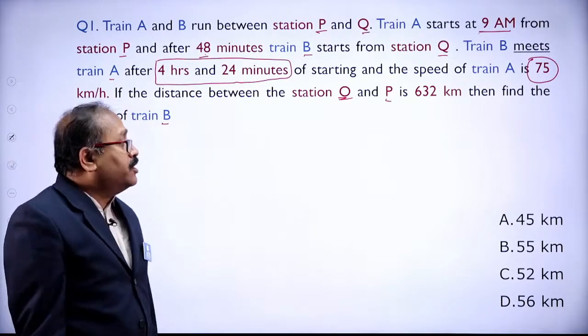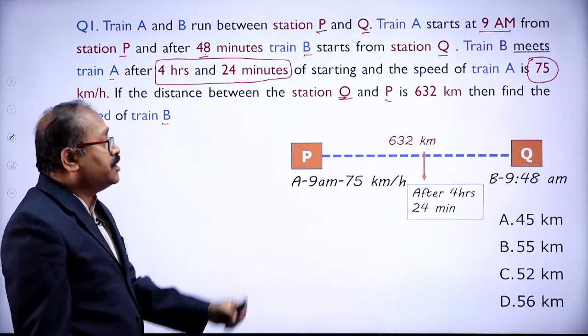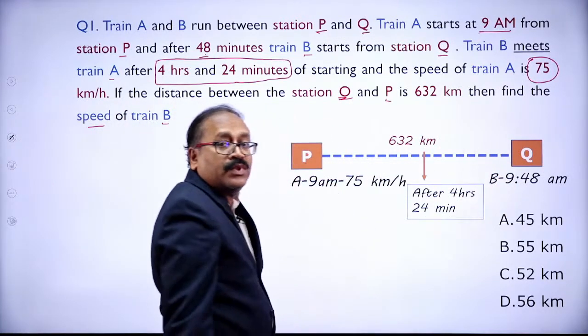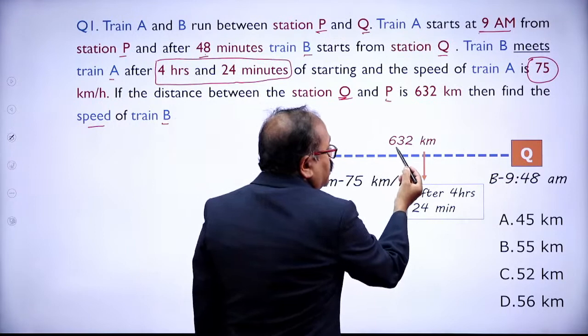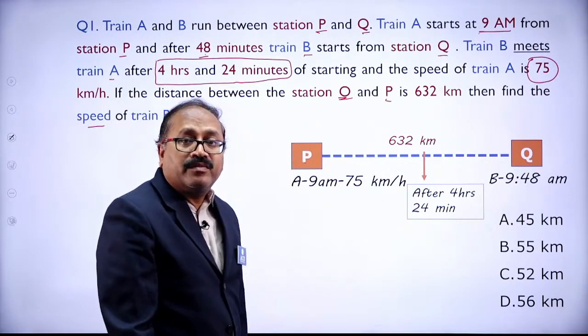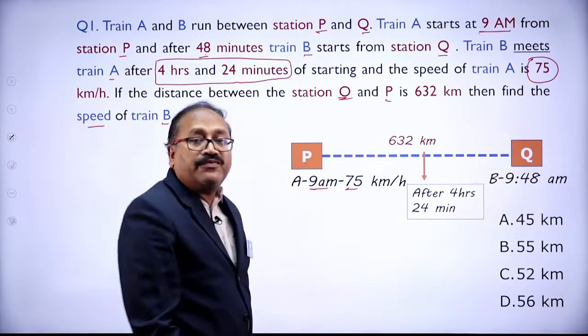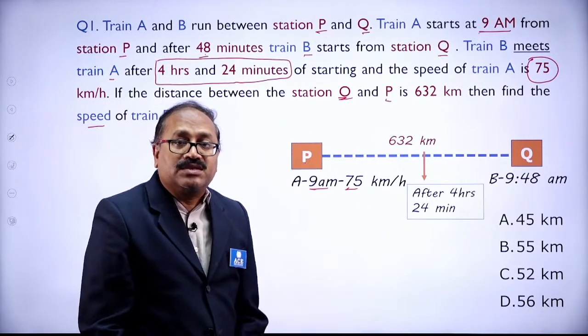In order to make you understand this question, I just put in a diagram. There are two places, P and Q. The distance is 632 km. Train A starts at 9 a.m. with a speed of 75 km per hour, which is given to us.